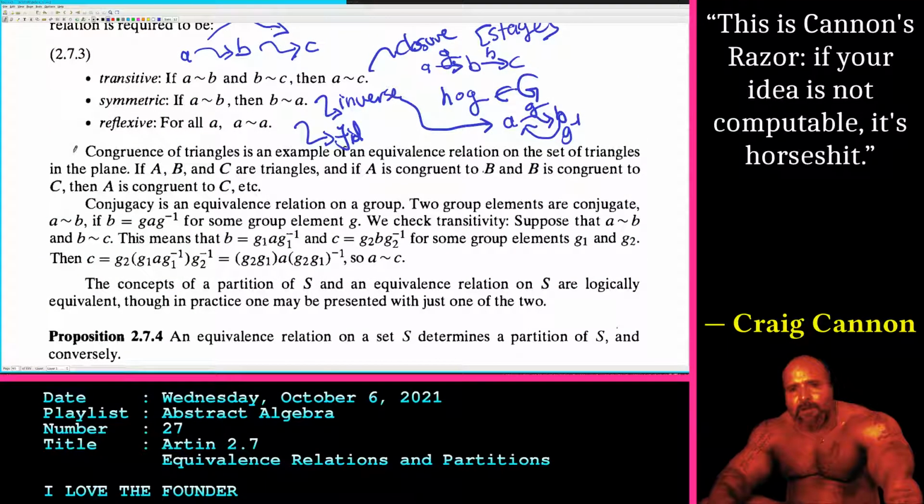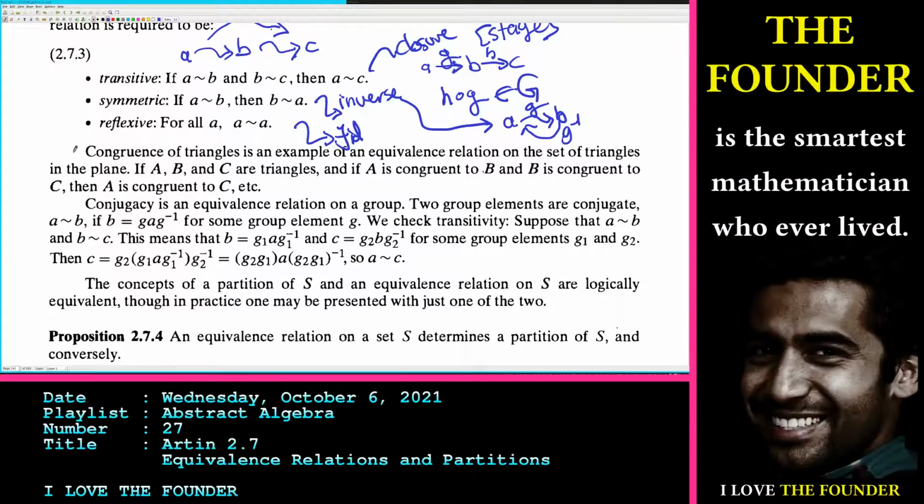The concepts of a partition and an equivalence relation on a set S are logically equivalent, though in practice one may be presented with just one of the two. I didn't know that they were logically equivalent. That's interesting. Yeah, I guess if A is in the same partition as B, and B is in the same partition as C, then A is in the same partition as C. If A is in the same part as B, then B is in the same part as A, and they are equivalent, aren't they?